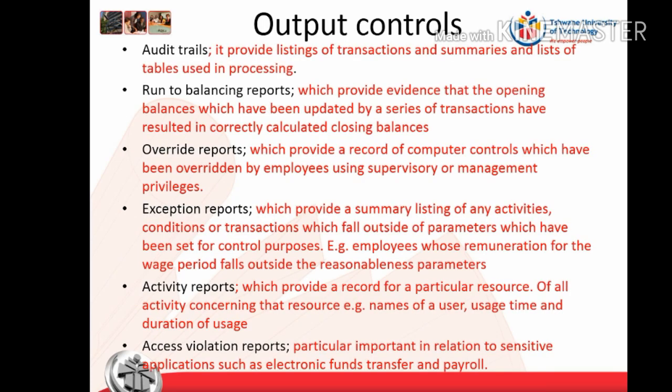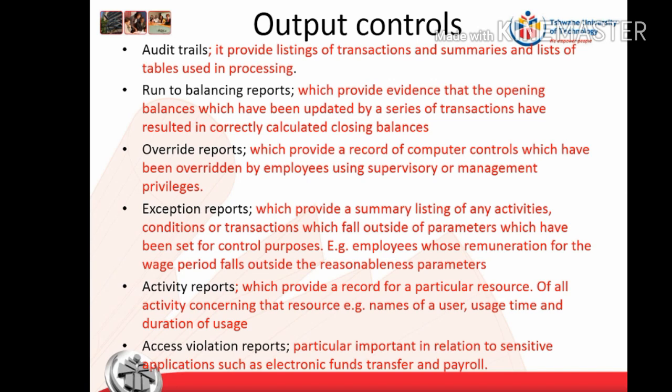Then we have the final one, the output controls. The results, the outcome, the reports. So let's look at the reports that you normally get at the output stage. We have audit trail, run-to-run balance reports, override reports, exception reports, activity reports, access violation reports. It is also important that you know the meaning of these reports.